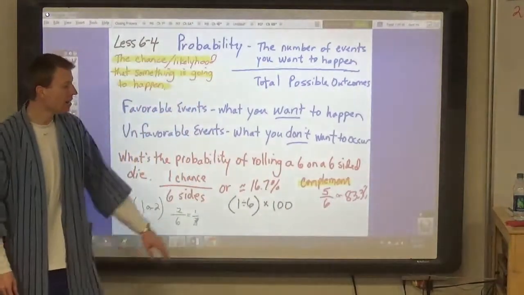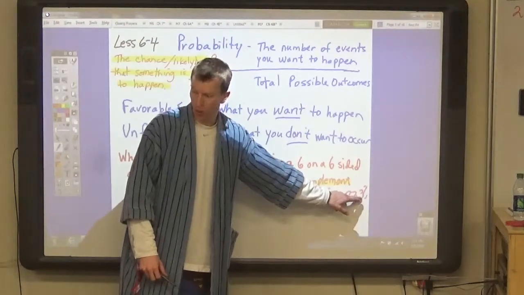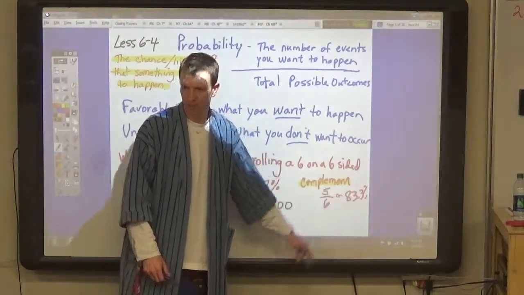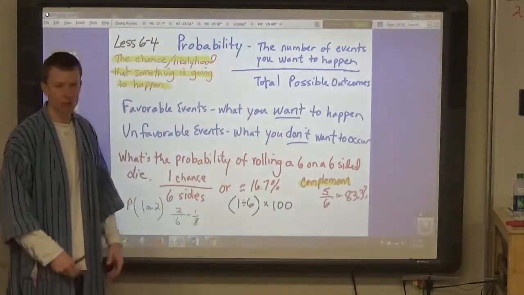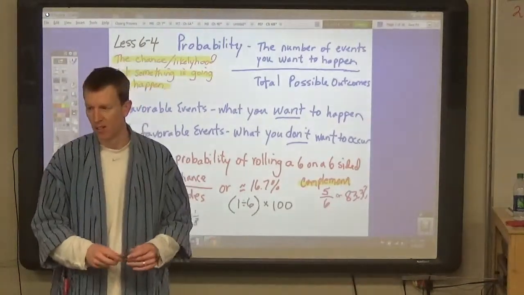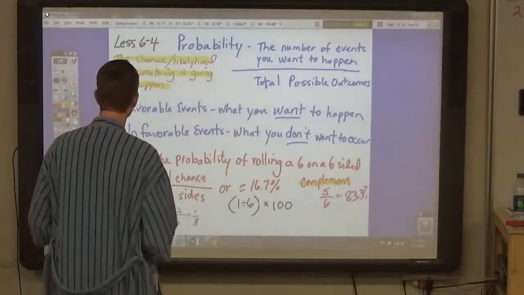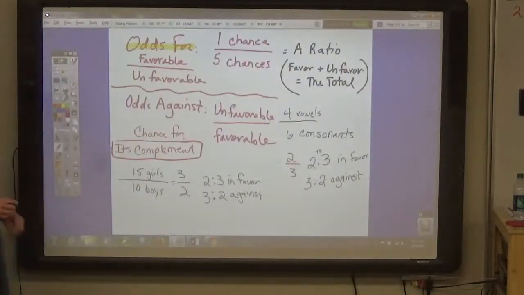So there's an 83.3% chance that you do not roll a 1. Right? There's 5 out of 6 chances that you don't roll a 1. That's called the complement, the complement to the event. Okay? Let's talk about some more terms.